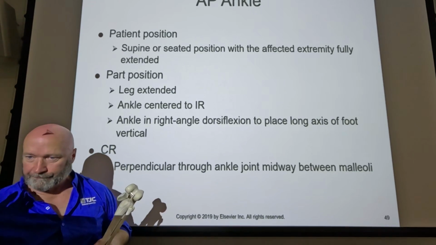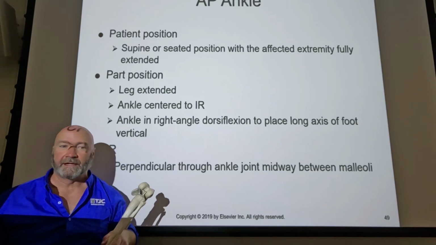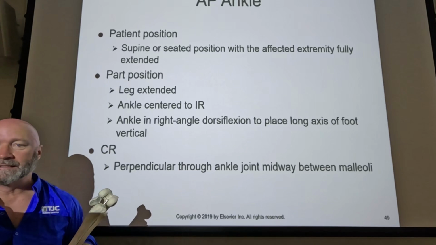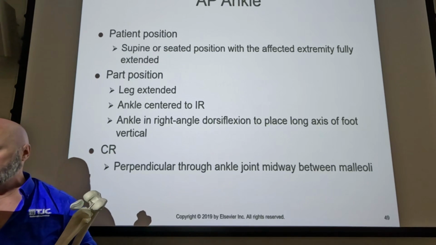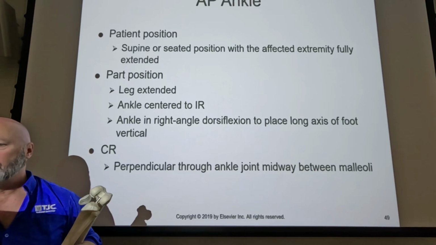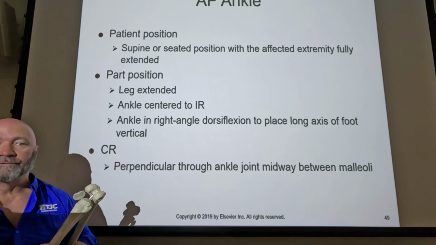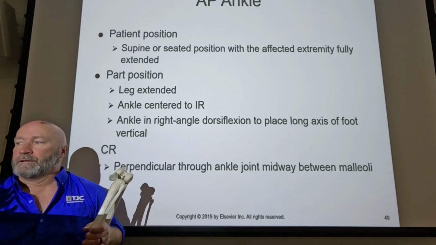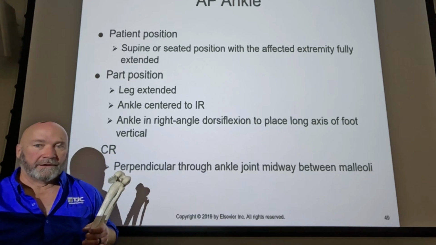Internal oblique, keep the foot dorsiflexed as best the patient can. Internally rotate to 45 degrees, and what you get is a de-superimposition of the tibia and the fibula. That superimposition goes away. So if you're interested in seeing the lateral malleolus, your obliquity is 45 degrees.